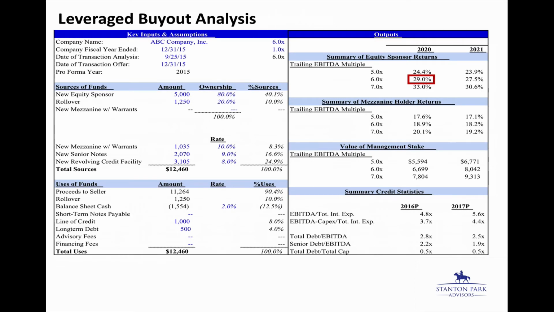Lastly, the leveraged buyout analysis calculates return on equity and debt investments made in the business when it is hypothetically purchased in the present and sold 4 to 6 years in the future. So here in this output, we see that the equity investment yields a 29% annualized return in year 5.